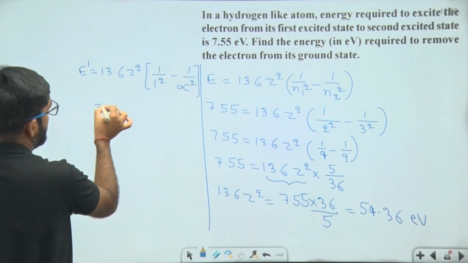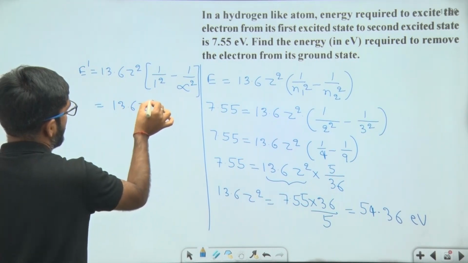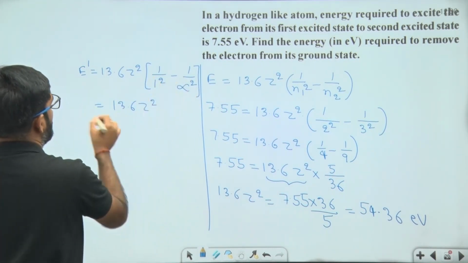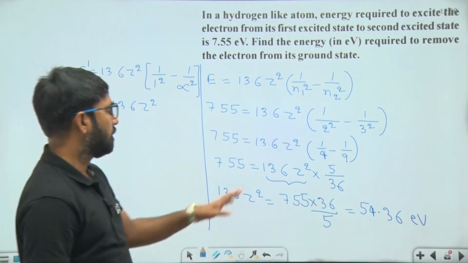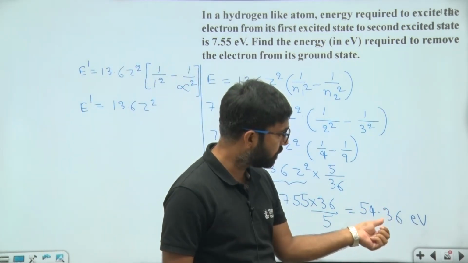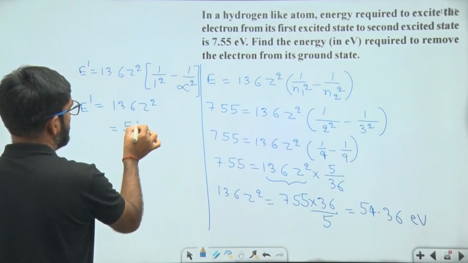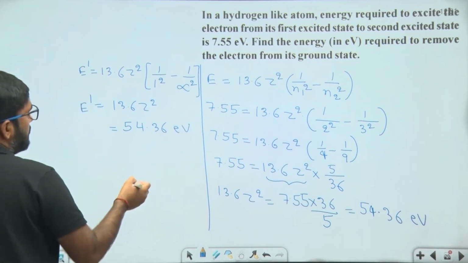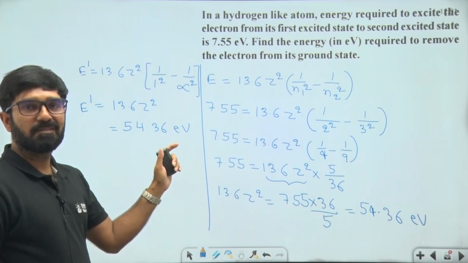On solving this, its value is equal to 13.6 × Z². This is 1 minus, and this is 0, so this will be 1. So the energy required is 13.6 × Z², and from here 13.6 × Z² equals 54.36, so this value will be equal to 54.36 electron volt. Hence the final answer is 54.36 electron volt. Thank you.